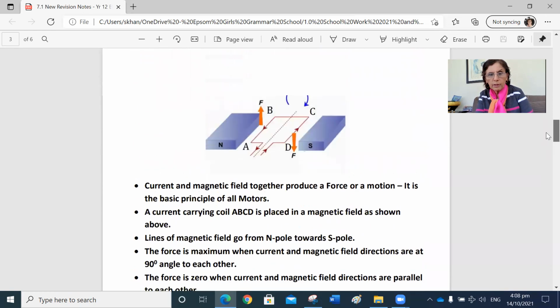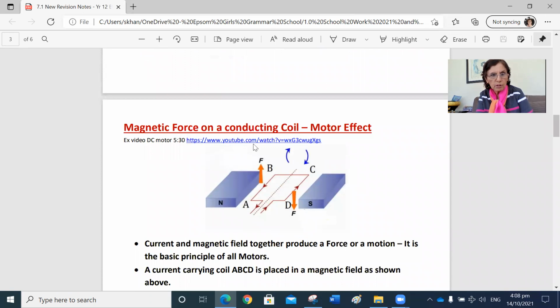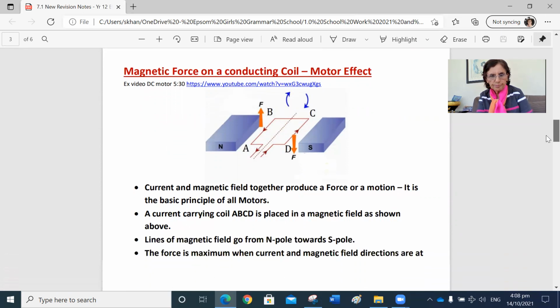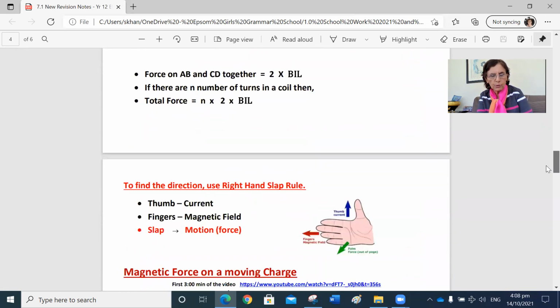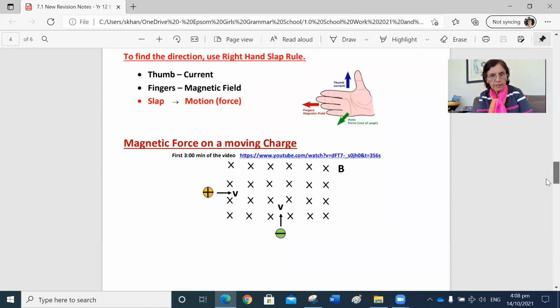In a real motor, there will be commutators and brushes. You can watch a little bit of video over here to show you how a DC motor actually works, but these are the basics of the DC motor. Now, let's move on to the force on a moving charge.